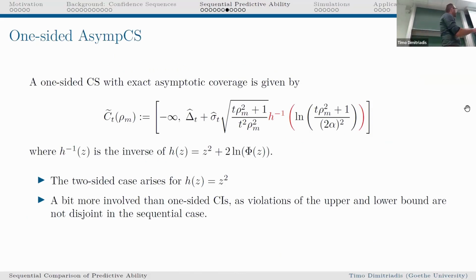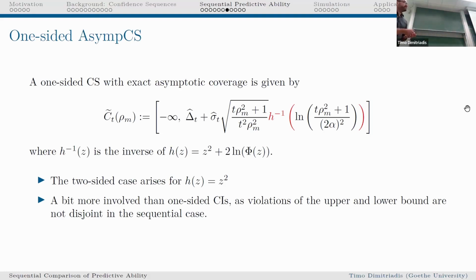Before that, this red h to the power of -1 is the inverse of z squared plus 2 times ln of phi of z, where phi is the standard CDF of a normal distribution. Now the two-sided case arises for the inverse of z squared. So if this h to the power of -1 is a square root, then you're in the two-sided case. For the one-sided case, you have to do a bit more. You have to take into account that violation below and above can both happen in one omega realization.